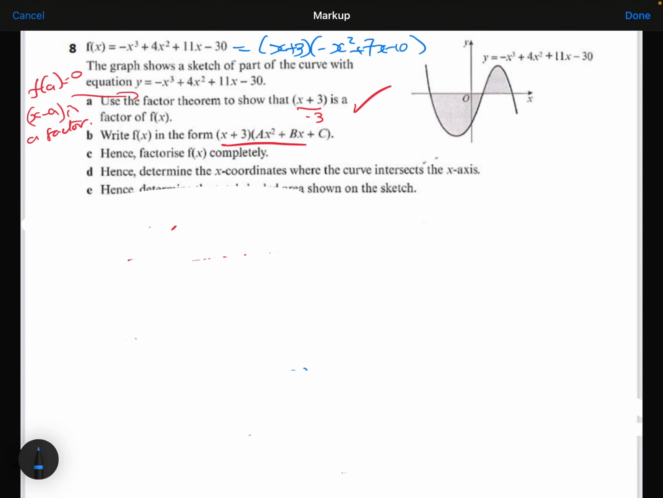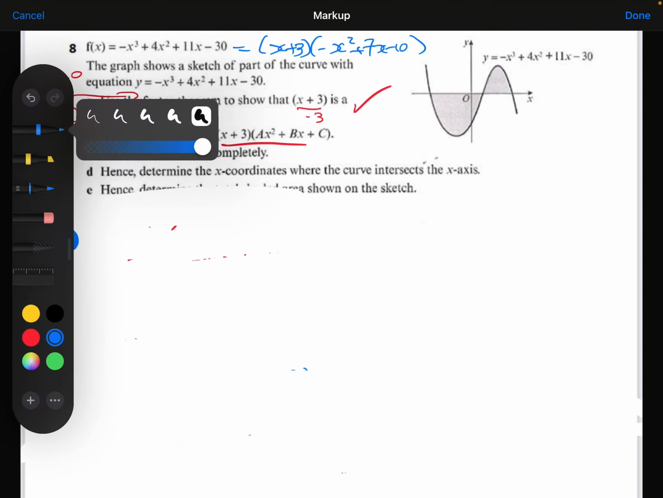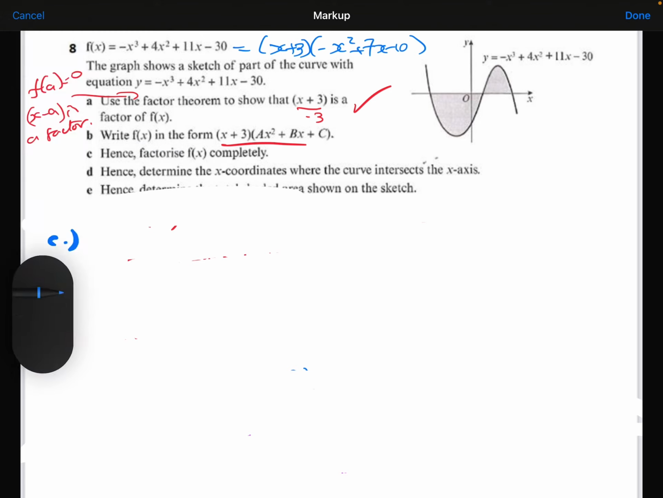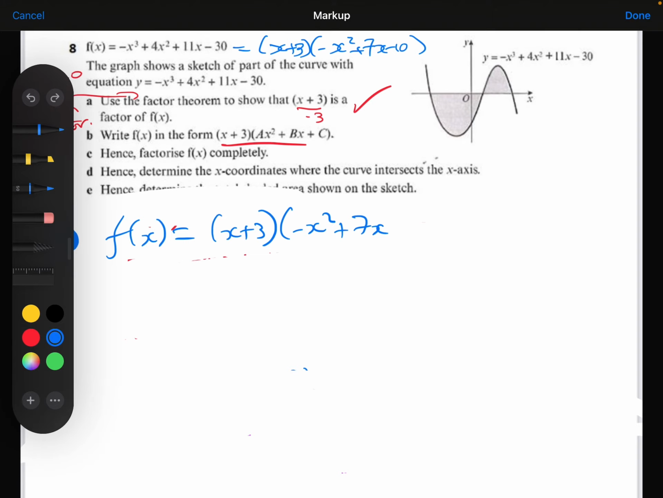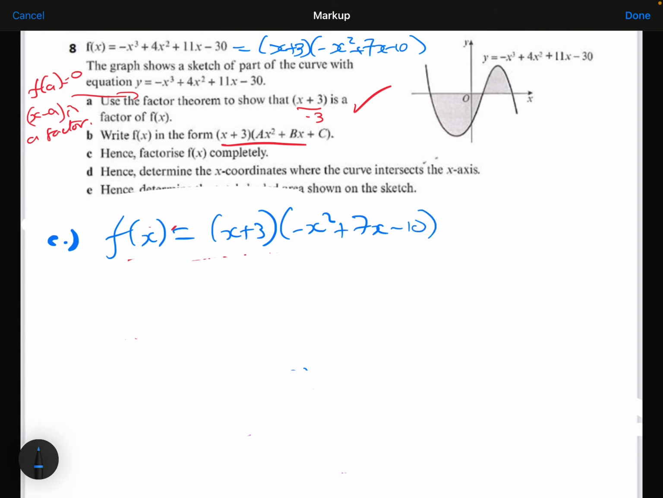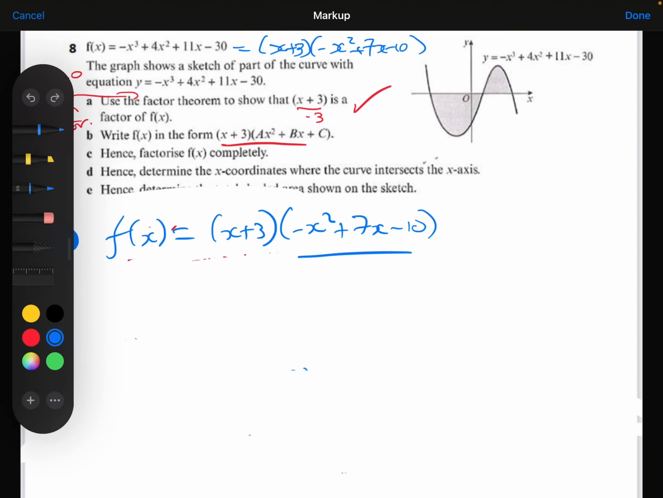So part C of this question says, hence factorize f of x completely. So I know f of x currently looks like this. But I need to factorize it completely. So basically I need to do something with this. To help me with that, I don't like this minus at the front here. I don't like the minus x squared.